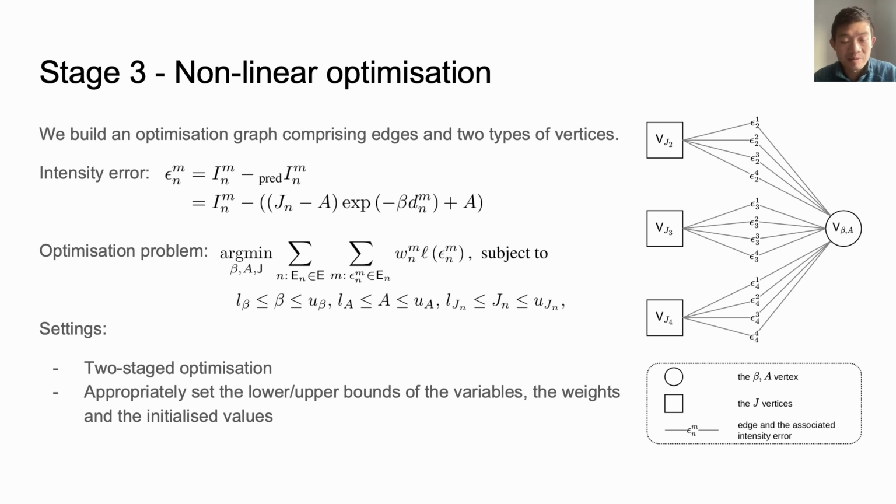We have two optimization settings. The first is that we use a two-stage optimization strategy. In the first stage, we choose the loss function to be the robust Huber loss to mitigate the effects of outliers. And in the second stage, we apply the square loss, evaluated on the inliers only. The second setting is that we appropriately set the lower and upper bounds of the variables, the weights, and the initialized values.